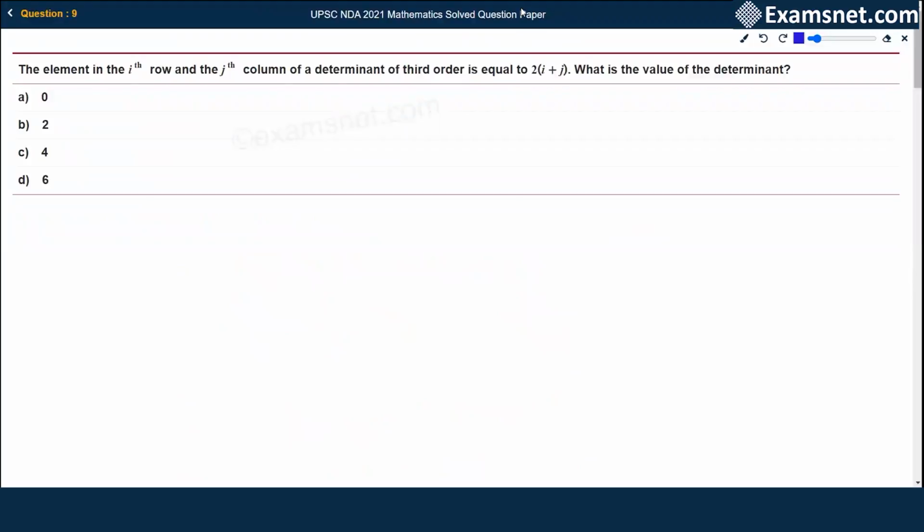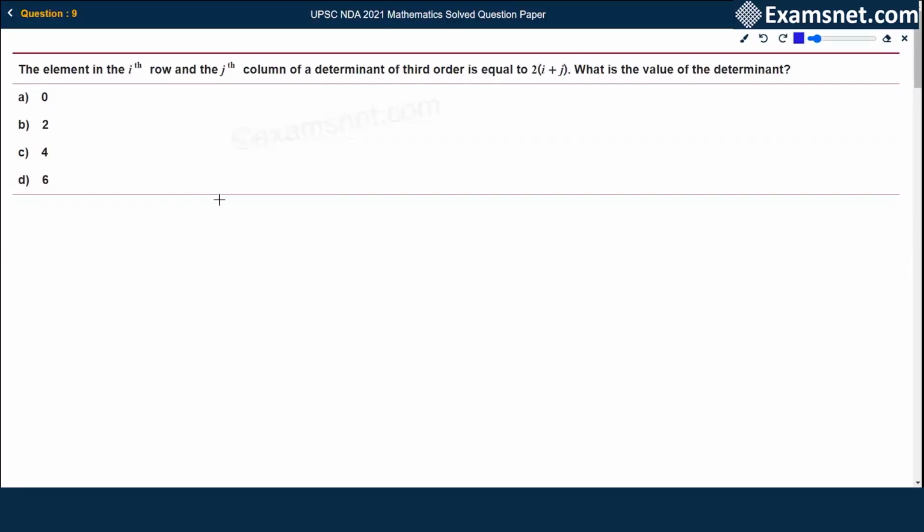In question number 9, it is given that the element in the ith row and the jth column of a determinant of third order is equal to 2 multiplied by i plus j. What is the value of the determinant? Okay, so the concept we are going to use in this solution is that if all the elements of a row or column are zeros, then the value of the determinant is 0.